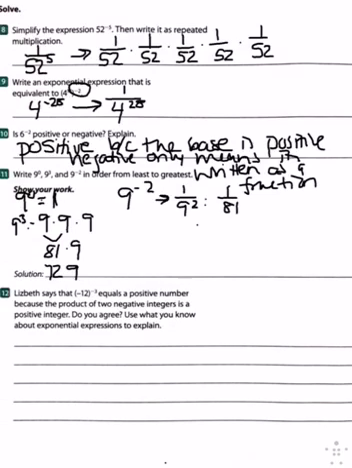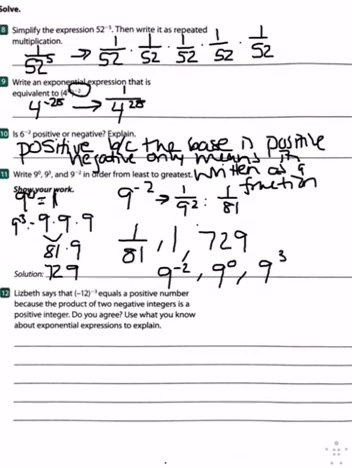So in order from least to greatest, the fraction is least, 1 over 81, then the number 1, and then the whole number is 729. However, when we write it, we need to write it in the form that it was given to us in the problem. So 9 to the negative second, then 9 to the 0 power, and then 9 to the third.